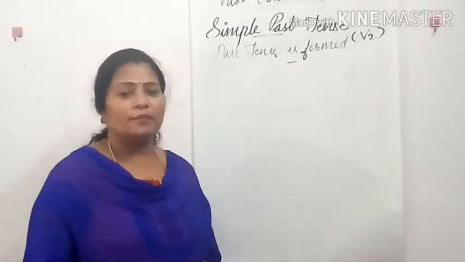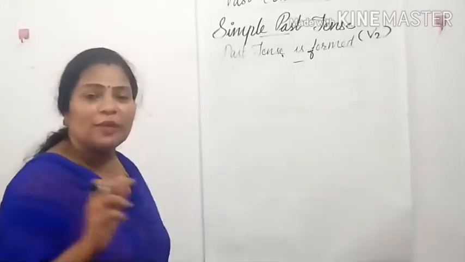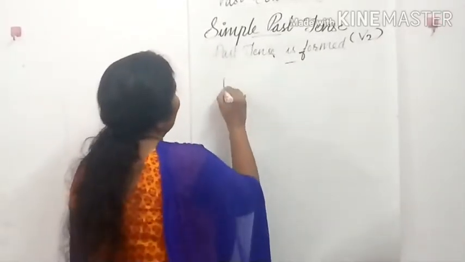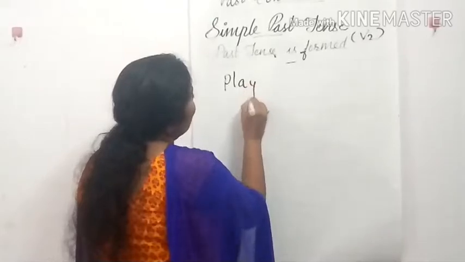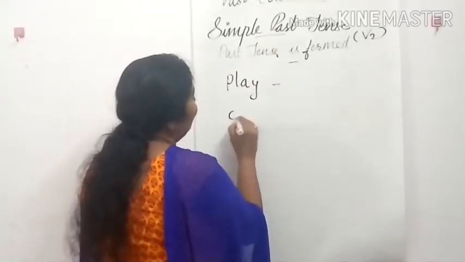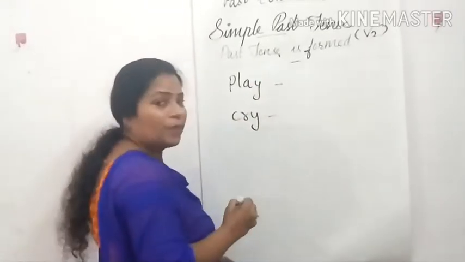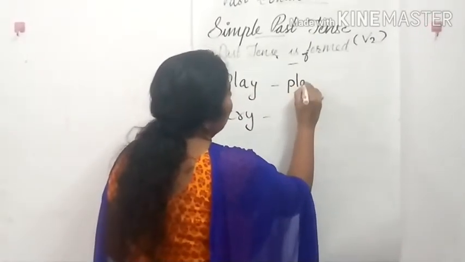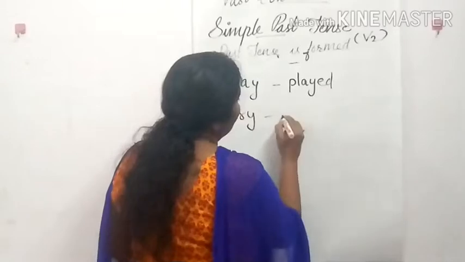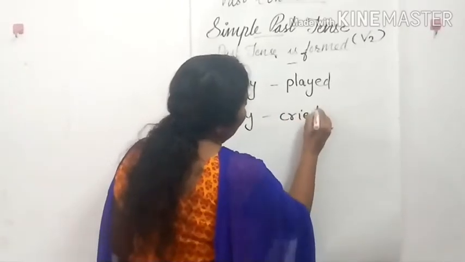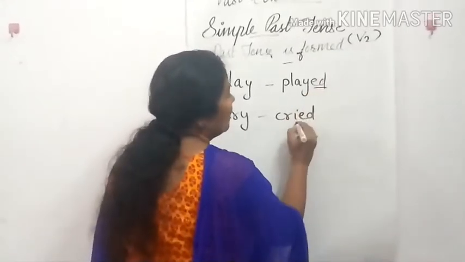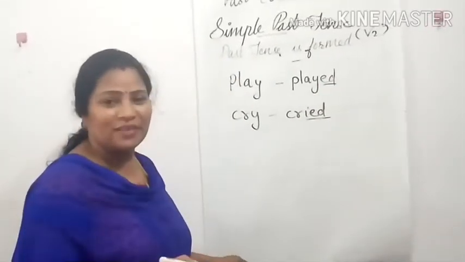Now let's see. Kids, let me help you understand the difference between these two words. We use the word play and we use the word cry. For play, we made the past tense as played and here we wrote cried. Now both the verbs end in Y, but they have a different spelling. How is that possible, right?